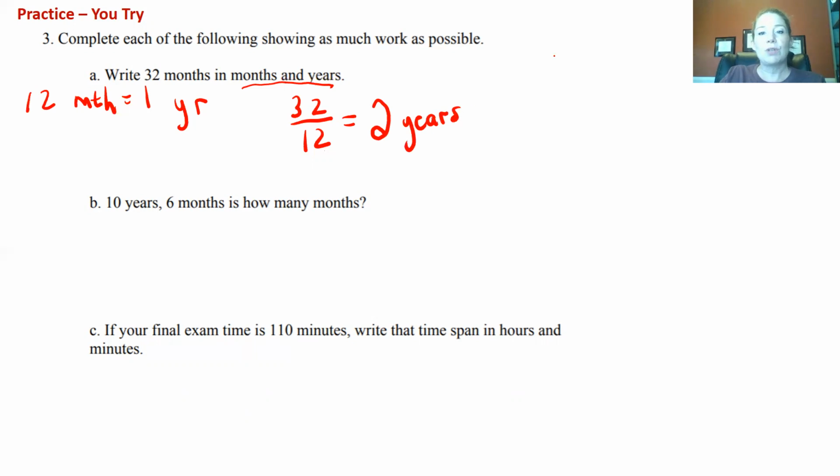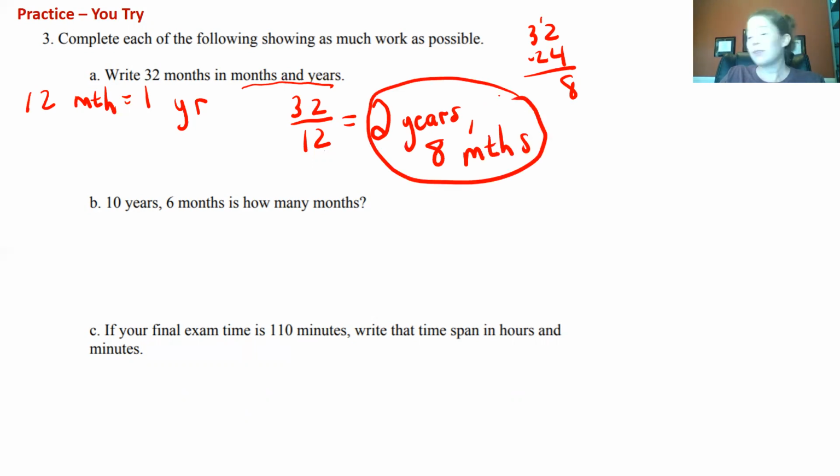Well, how much is 2 years? 2 years is 24 months. So we would have 8 months left over. So the answer is 2 years, 8 months. And that's the final answer, 2 years, 8 months. All right, letter B, 10 years and 6 months is how many months?